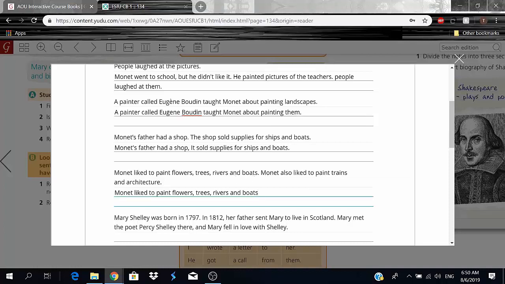Okay? Now, moving back. Monet liked to paint flowers, trees, rivers, and boats. Then I say he, obviously referring to Monet. So he also liked to paint trains and architecture.